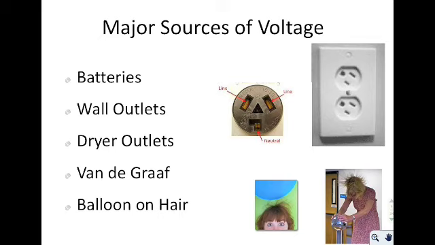The major sources of voltage that we'll talk about are batteries, wall outlets, dryer outlets, Van de Graaff generators, and even your balloon on hair. The most common one that you'll look at is the outlet and the battery.